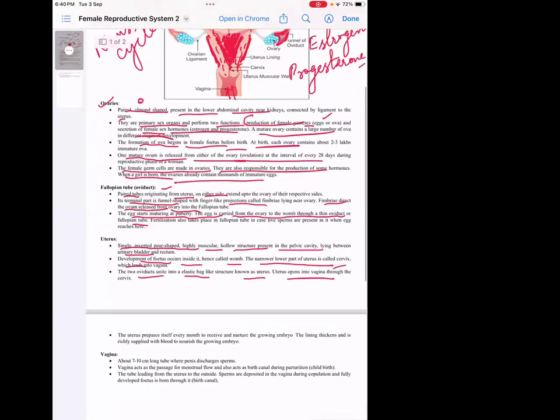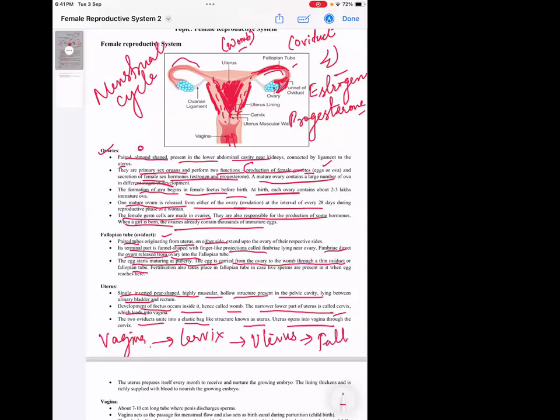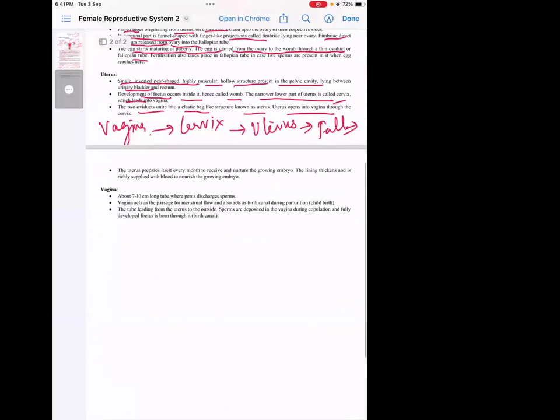So if they ask you to write the pathway, it should be first the vagina, then the cervix, then the uterus, then the fallopian tube, and then the reverse process of it. Fine, but always the vagina is the first place where the sperms will enter. The uterus prepares itself every month to receive and nurture the growing embryo. The lining thickens and is richly supplied with blood to nourish the growing embryo.